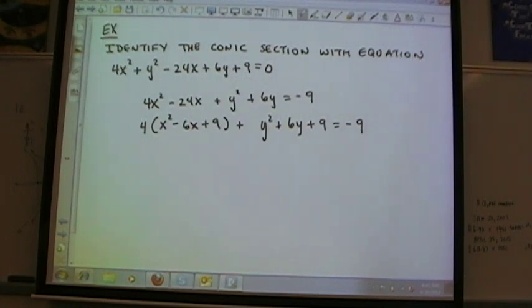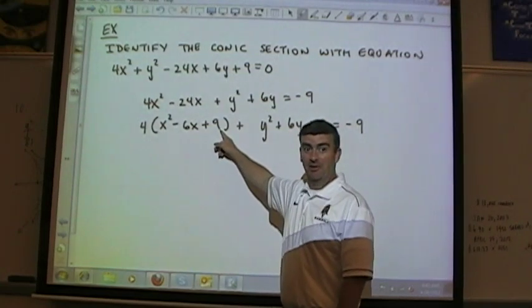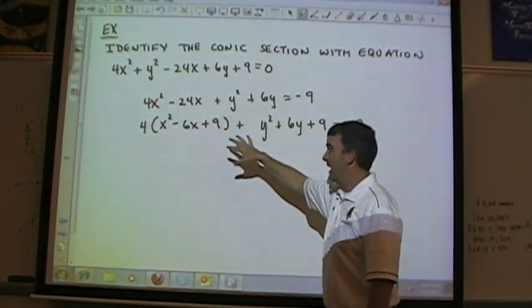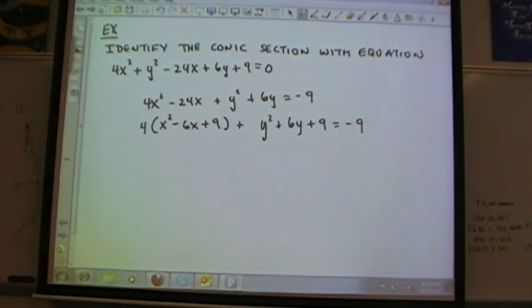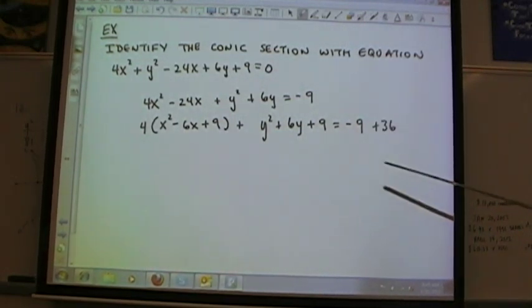Whatever you do to one side, you have to do to the other. But remember, this is not really a 9 here. It's really a 36, since the 4 is multiplied in. So since I'm adding 36 here, I have to add 36 on the other side. And since I'm adding 9 here, I have to add another 9. So really, you just have 36 to the other side.